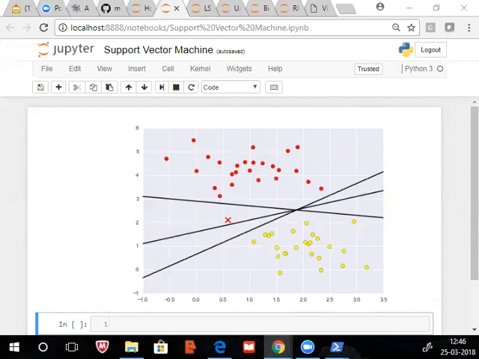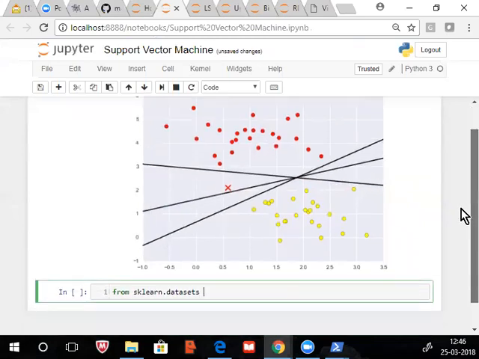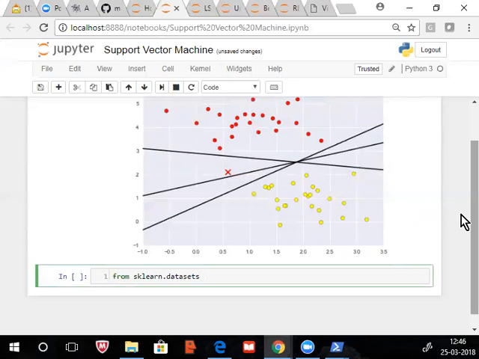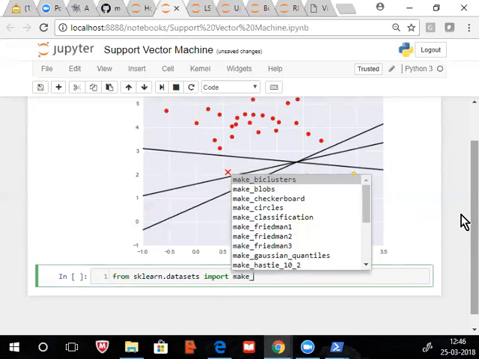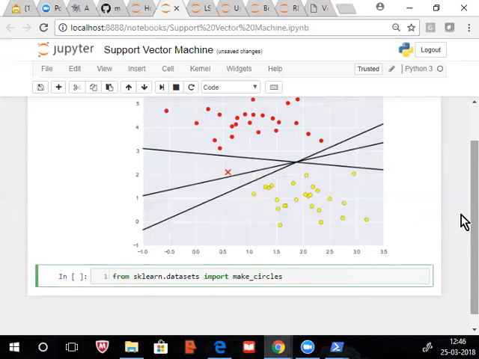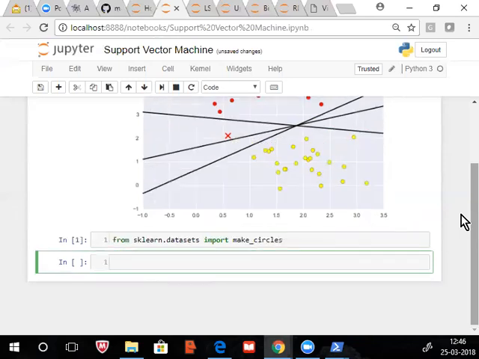Okay, so let me generate some data. Let me generate actually blobs, circles, from sklearn, make circles. So we'll try to generate circles out of this, and we'll see various types of SVM. What are they trying to do here?